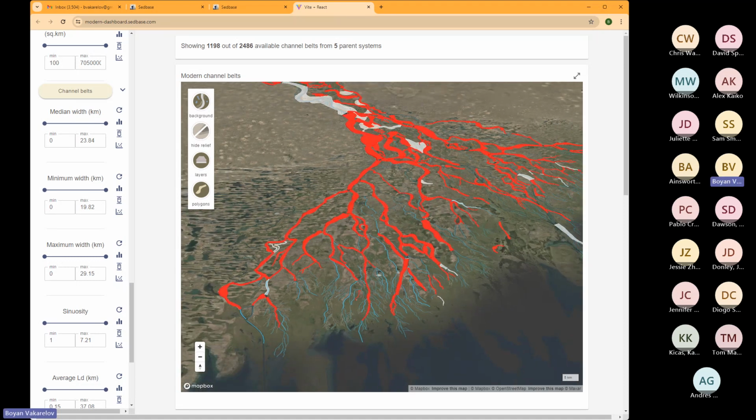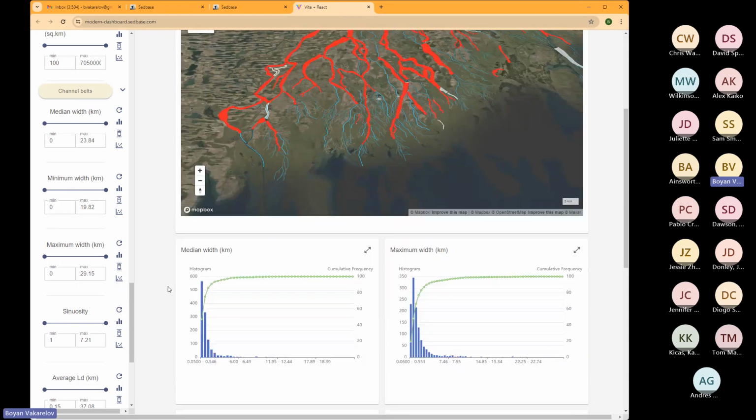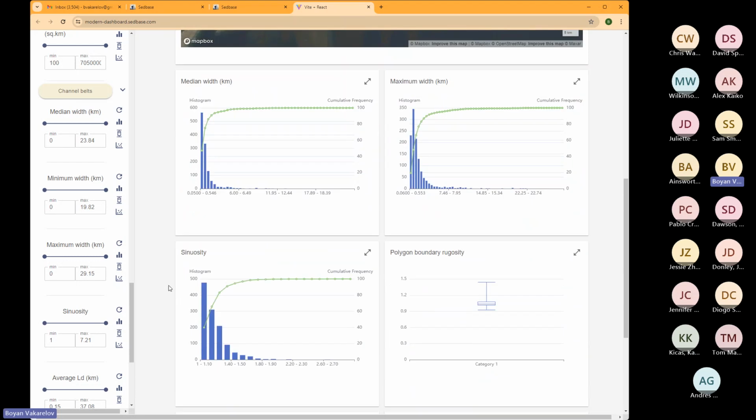So this is the visual side of things. But the neat thing, which wasn't available before, is that if we scroll down, we now have live charts being generated depending on the filters on the left-hand side. For example, in this case, we have median channel belt width, maximum channel belt width, and channel belt sinuosity.